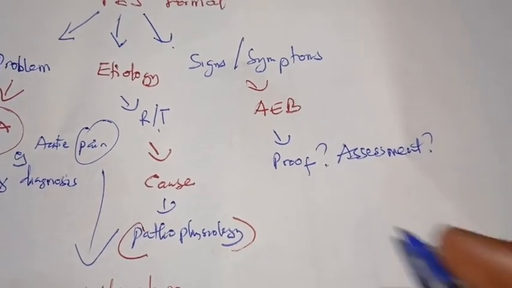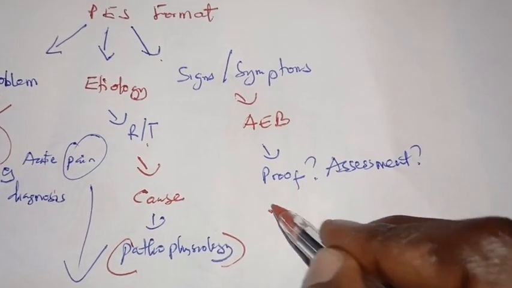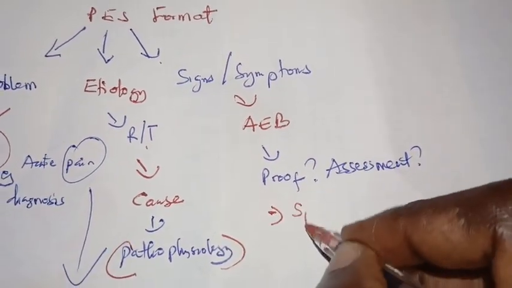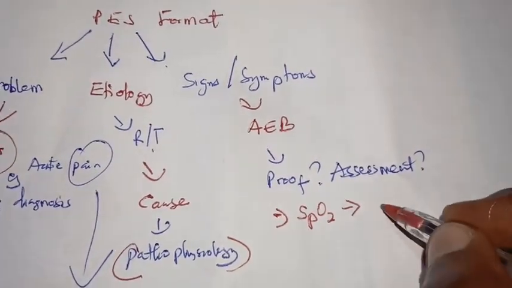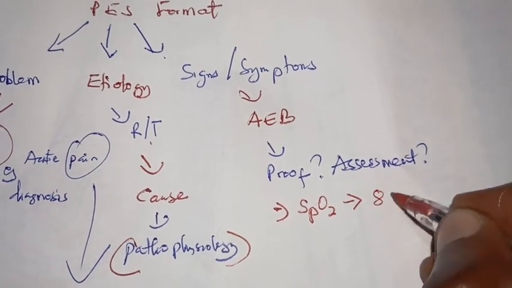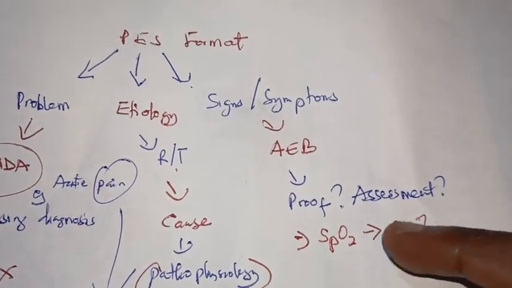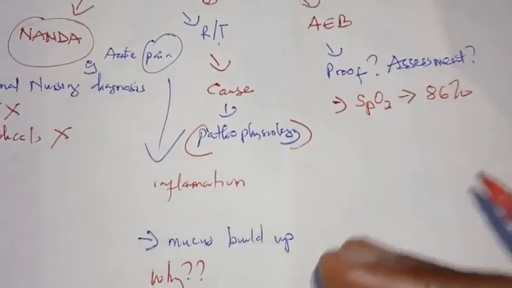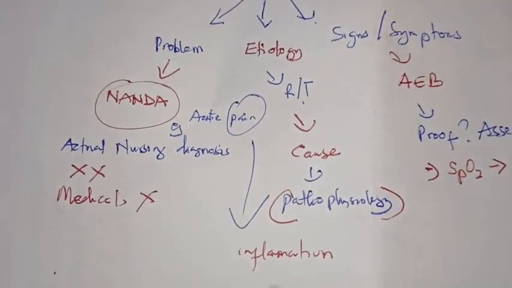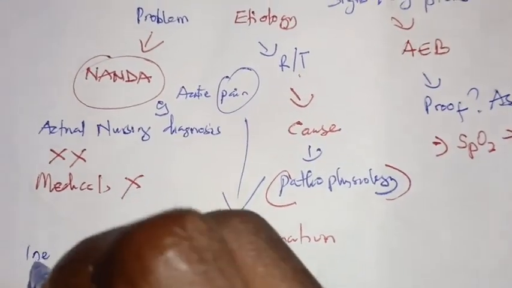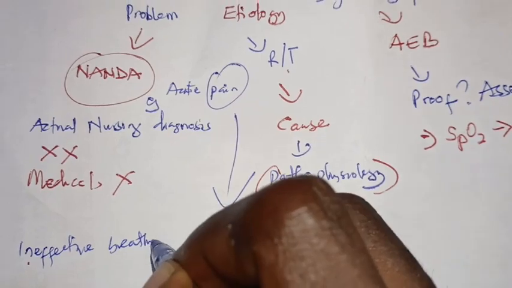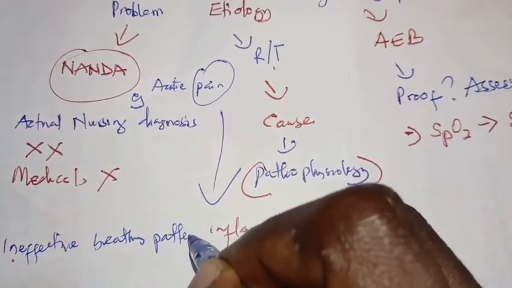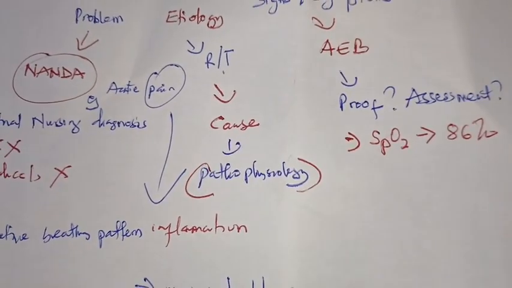With this one, maybe your SpO2, your oxygen saturation, can give you a reading of, let's say, 86%. So this is actually proof that shows that, wow, there is a mucus buildup and it's causing an ineffective breathing pattern. So let me write that one here. I hope this makes sense.